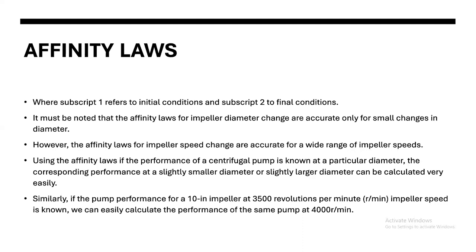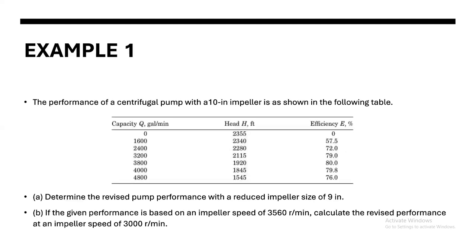You can have humongous changes. Using the affinity laws, if the performance of a pump is known at a particular diameter, the corresponding performance at a slightly smaller or slightly larger diameter can be calculated very easily. Similarly, if the pump performance for a 10-inch impeller at 3,500 revolutions per minute impeller speed is known, we can easily calculate the performance of the same pump at 4,000 revolutions per minute.